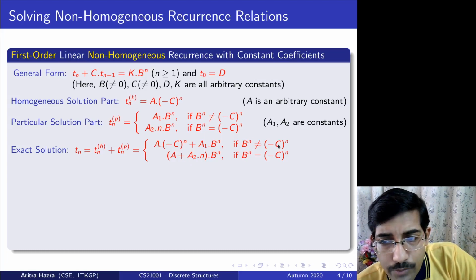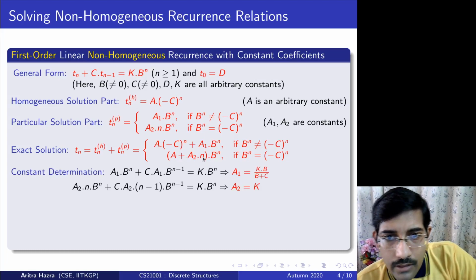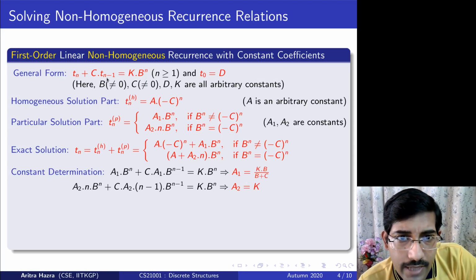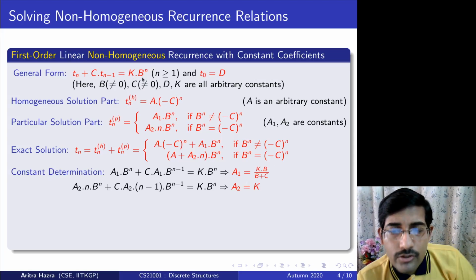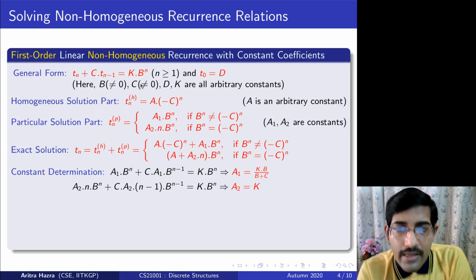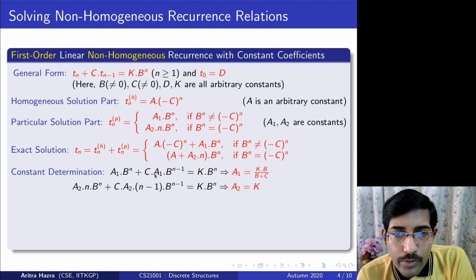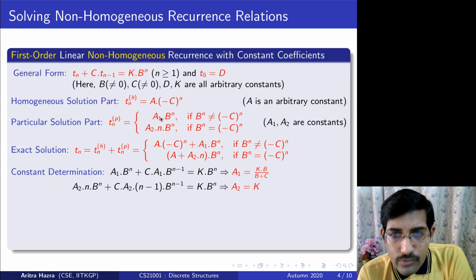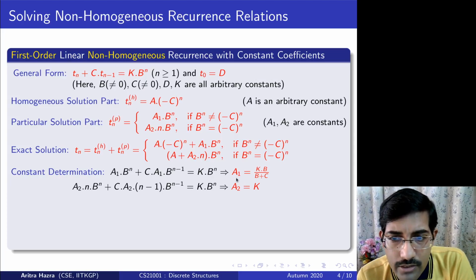b to the power n not equal to c to the power n is this, or b to the power n equal to c to the power n is this. Now solving for a1 and a2, I can just directly put, assuming that the particular solution will give me the answer for Tn directly. So a1 b to the power n, c a1 b to the power n minus 1 for the first case of particular solution will give me a1 equal to kb by b plus c.